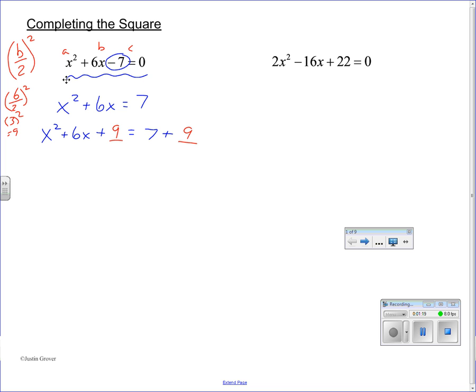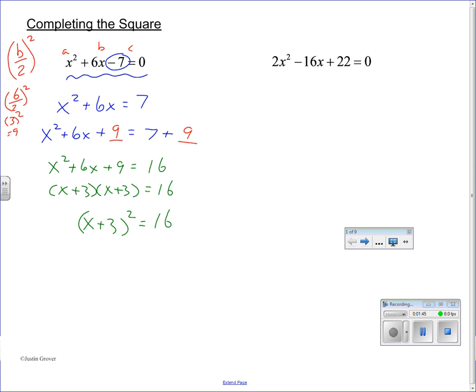And so on the left we have a trinomial, x squared plus 6x plus 9 equal to 16. And we factor the trinomial on the left, and it should factor to the same binomial twice, x plus 3, x plus 3. And so we write it, instead of as a binomial twice, as a binomial squared. And that's why it's called completing the square.